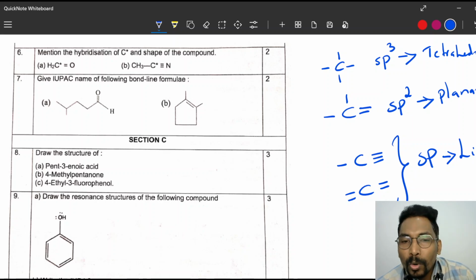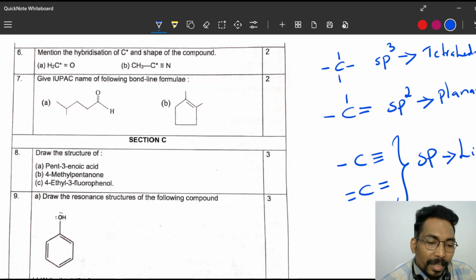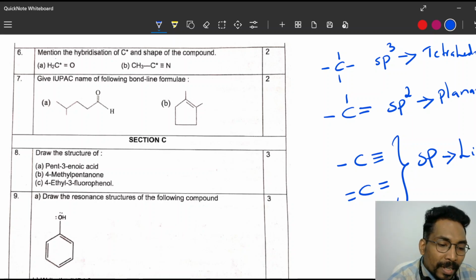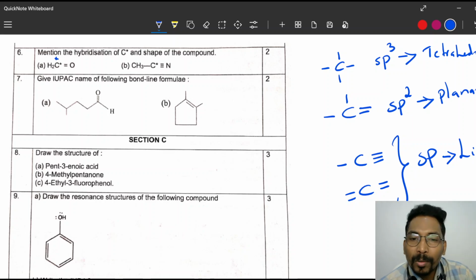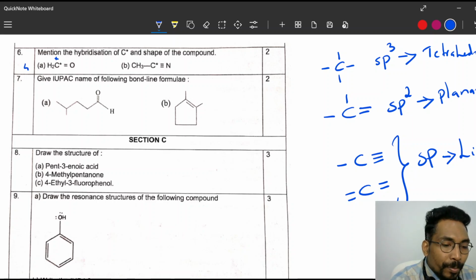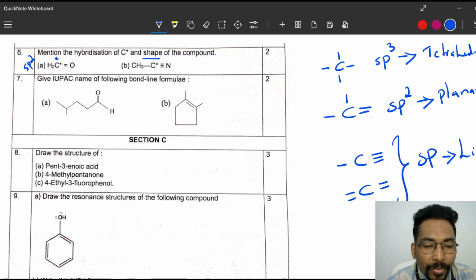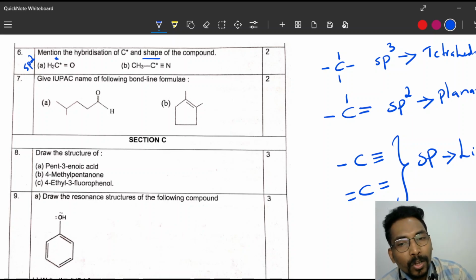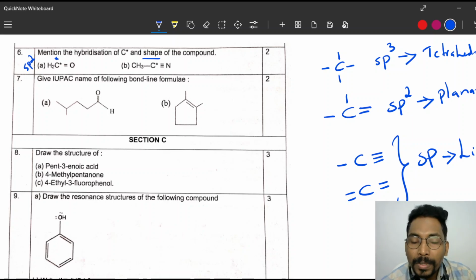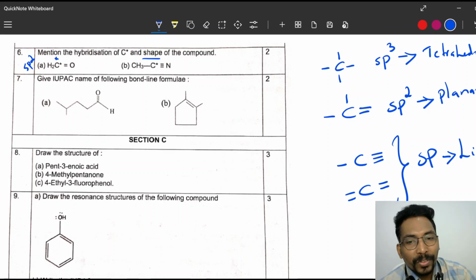CH2 double bond O. Okay. So you have to find out the hybridization of this particular carbon. You can see one double bond is there. So what is the hybridization? That is definitely sp2 hybridization. And what is the shape of the compound? That is trigonal planar. Okay, trigonal planar will be the shape of the compound.